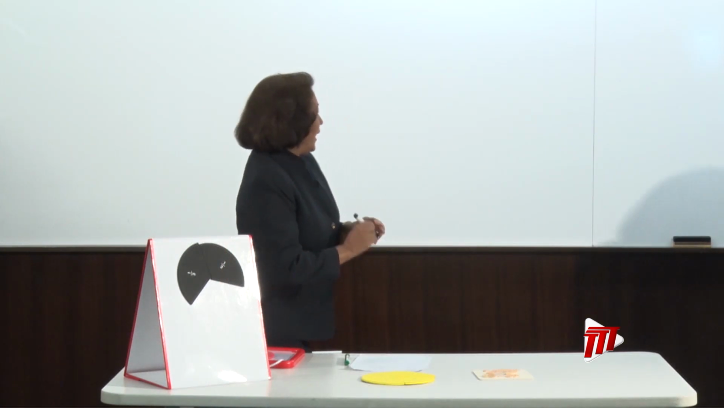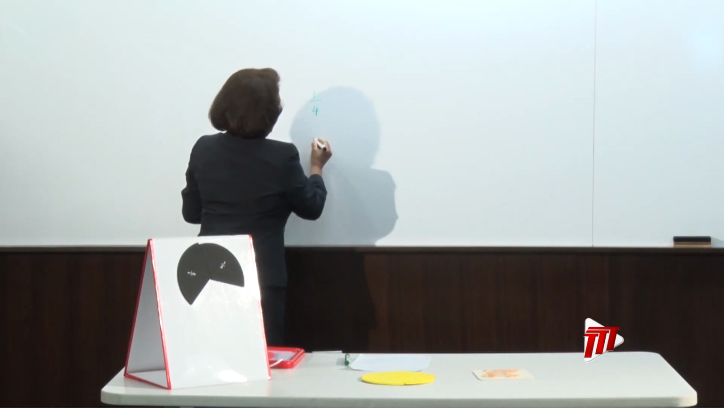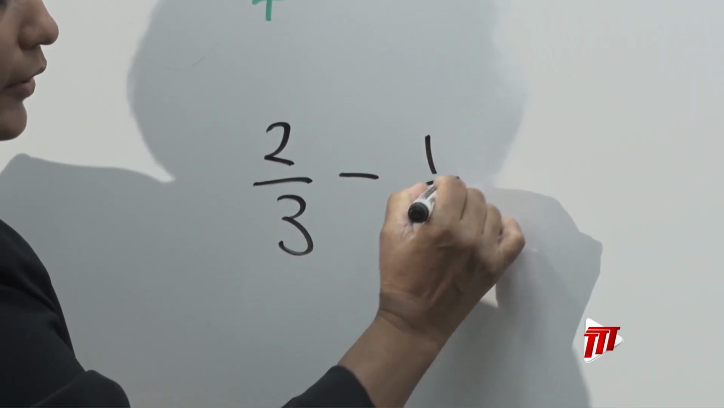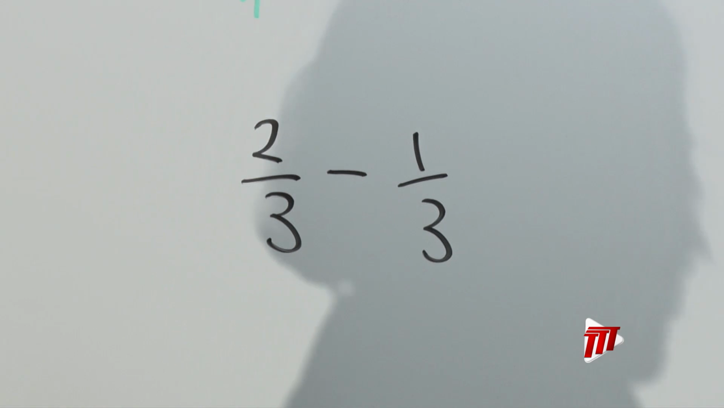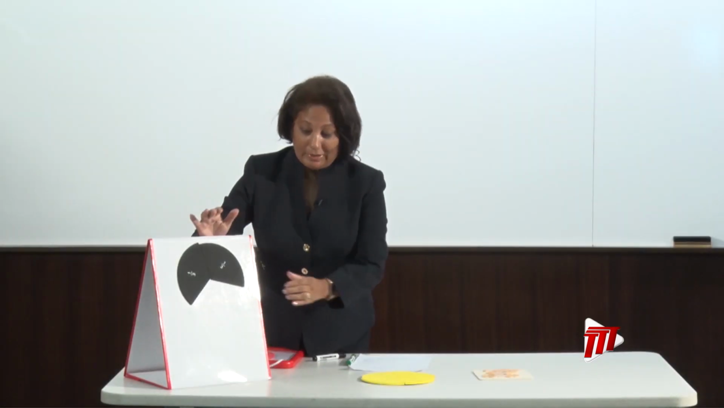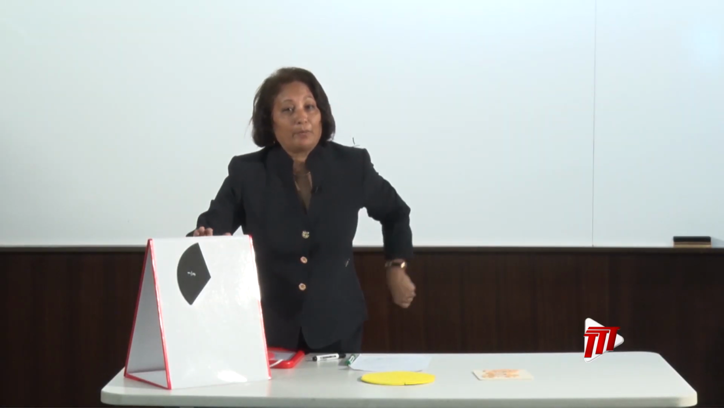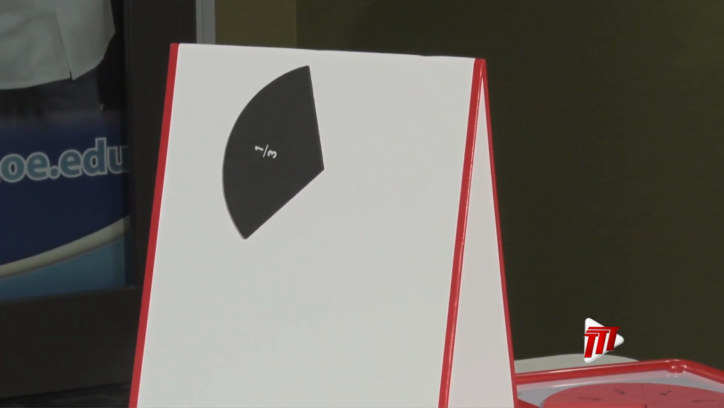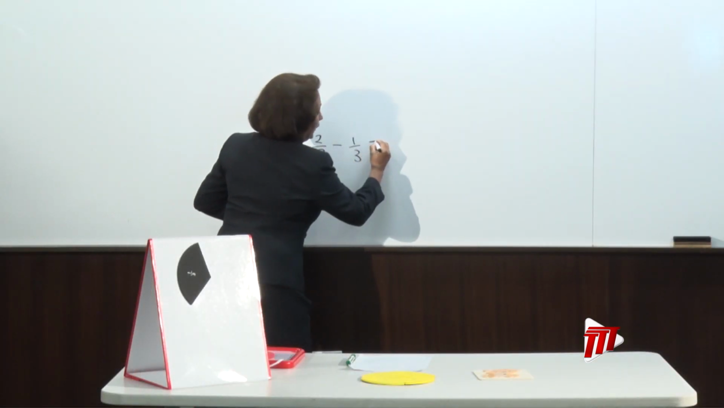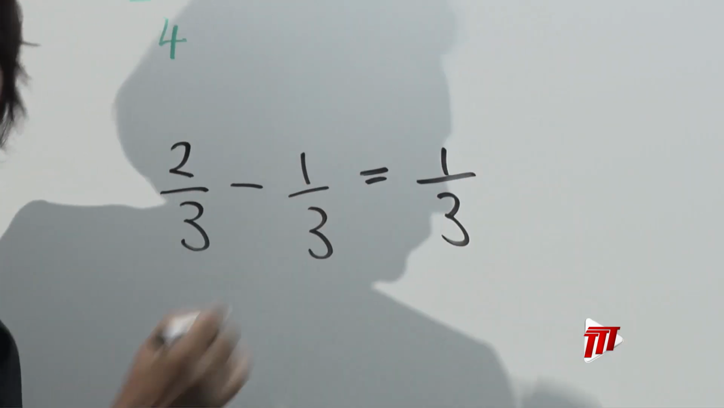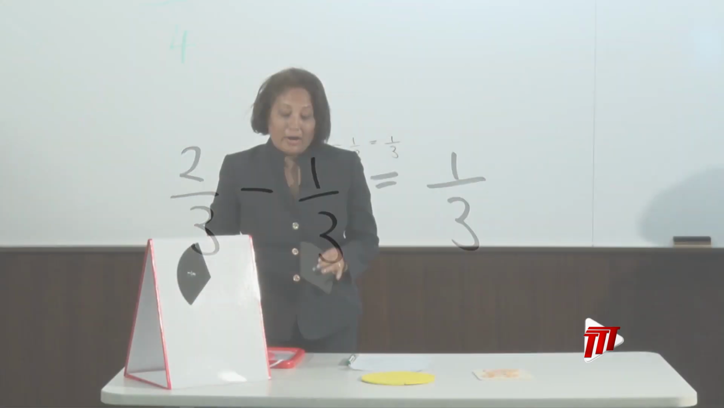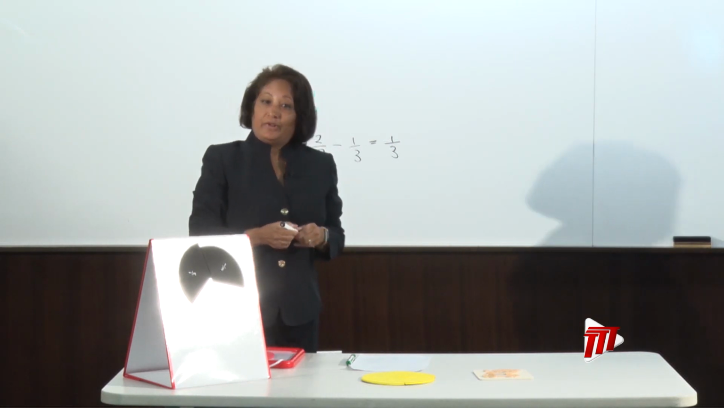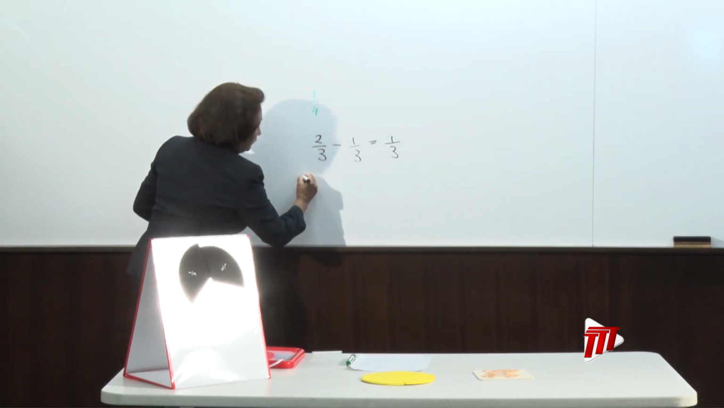So we could write that. The question is, I have 2/3 and I want to subtract 1/3 from that. Now visually it's easy because all I'm going to do is take that away and I am left with 1/3. So my answer would be equal to 1/3. Now, if I don't have a fraction circle, I could do it by drawing something that represents my whole. I have a whole.